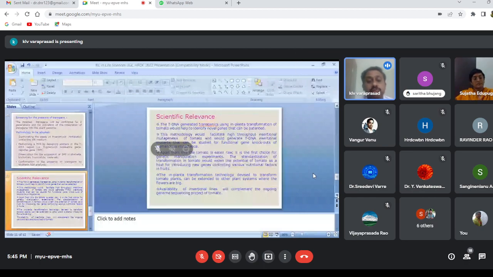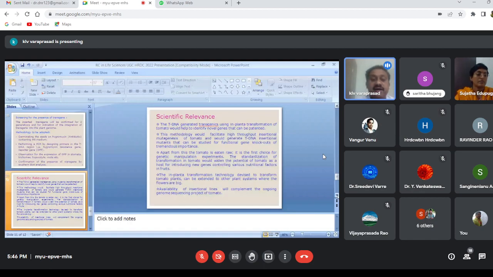Also, tomato is an eternal favorite, so it is the first choice for genetic manipulation experiments. The standardization of tomato transformation would widen the potential of various nutritional factors. The in-planta transformation technology devised to transform tomato plants can be extended to other plant systems also, where the flowers are big. That would be one more criterion. And the availability of insertional lines will complement the ongoing genome sequencing project of tomato.